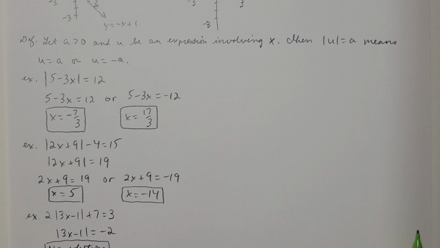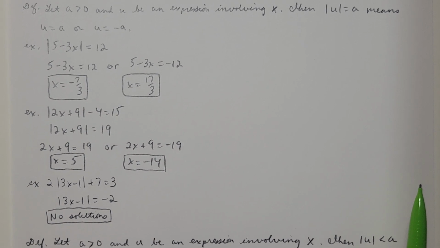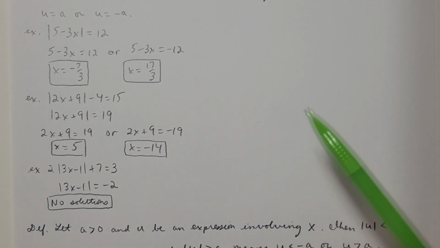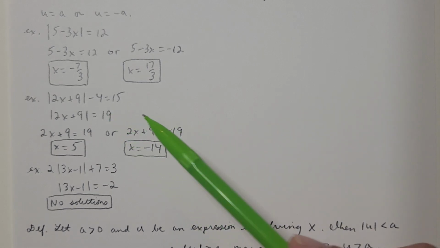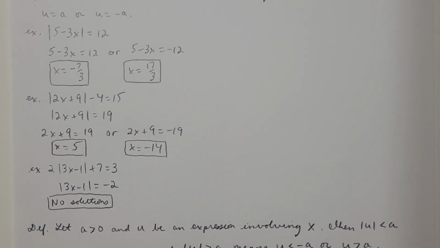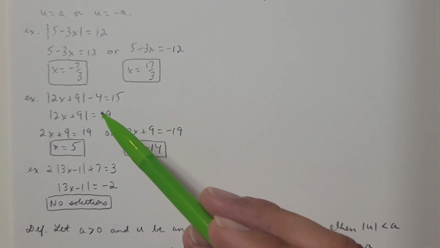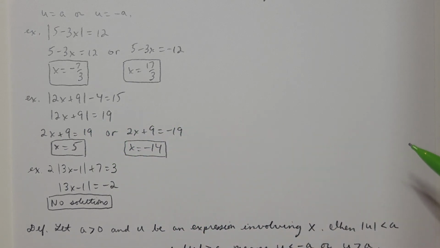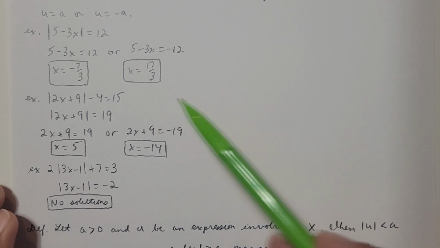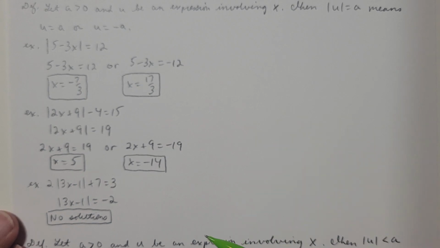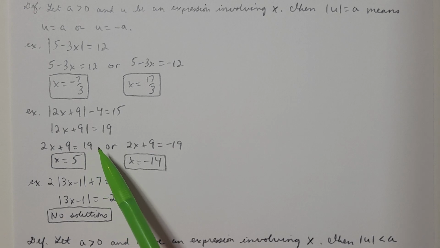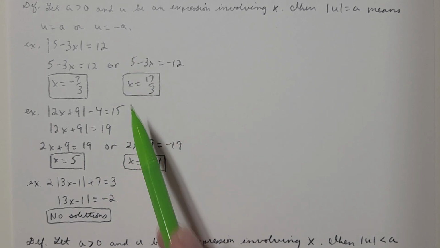Okay. Let's maybe try another example. What if I had the equation, the absolute value of 2x plus 9 minus 4 equals 15. Solve for x. If I add 4 to both sides, the absolute value of 2x plus 9 is equal to 19. And so then, using the definition for removing the absolute value bars, I have two equations here. 2x plus 9 equals 19, or 2x plus 9 equals negative 19.